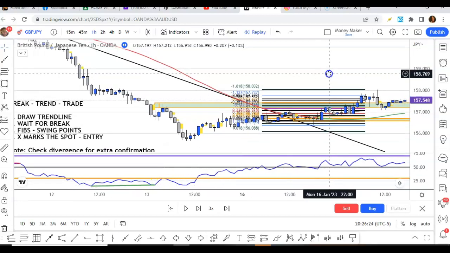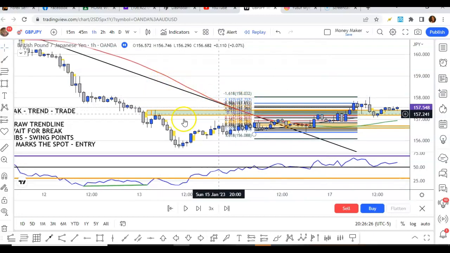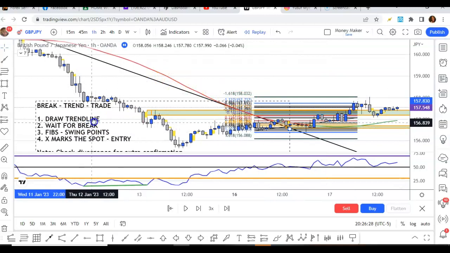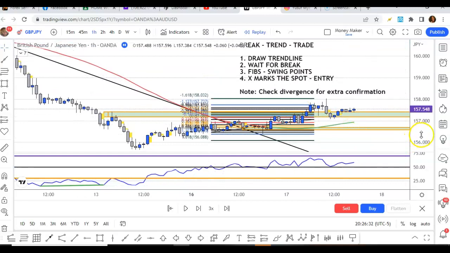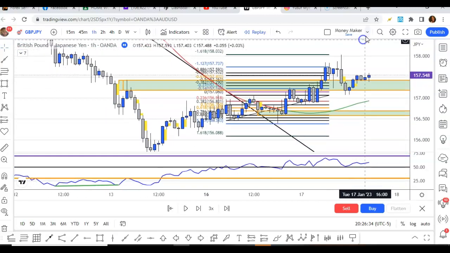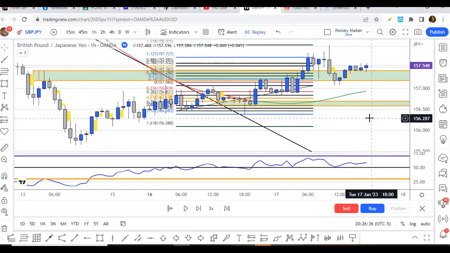And of course I've got my 50 moving average. There are so many ways that you can make this strategy stronger. I just gave you 4 simple ways to trade it, and there are extra confirmations that you can use in conjunction to trade this. So I hope I was able to add some value to you.